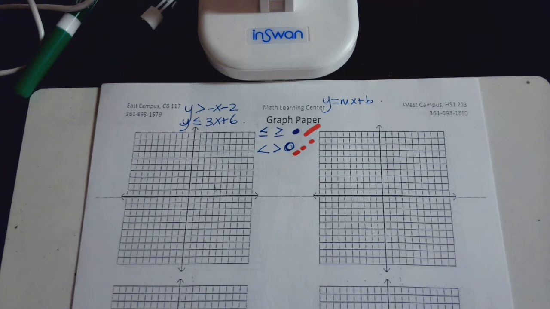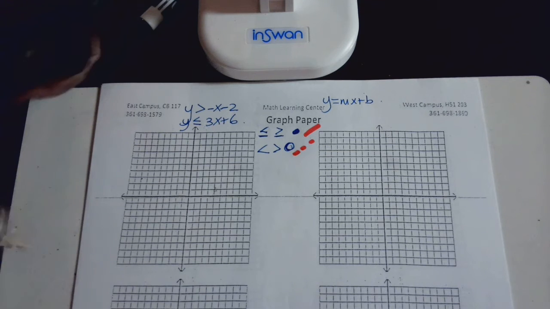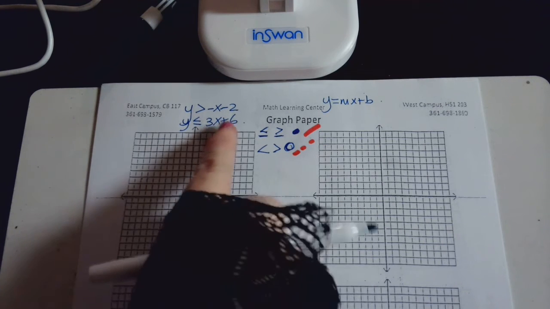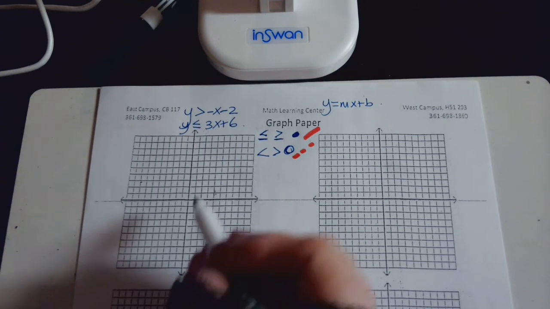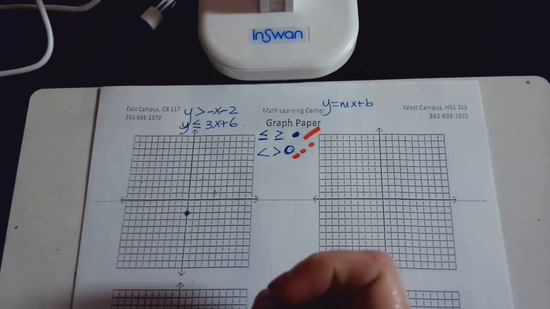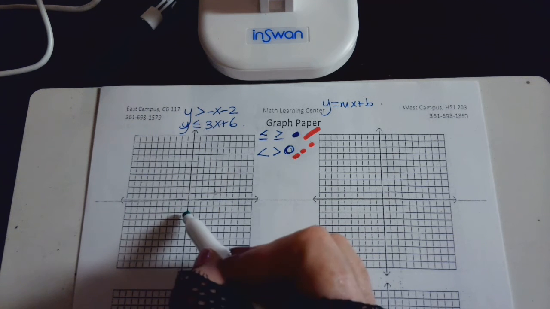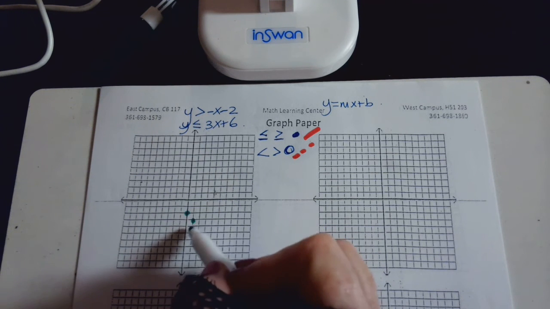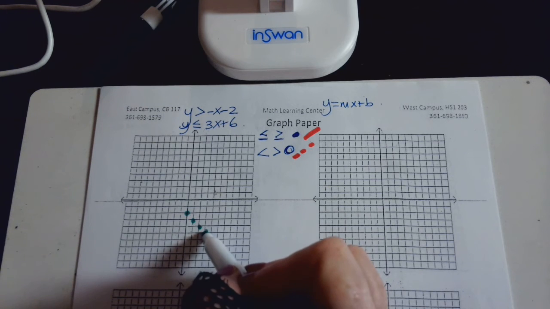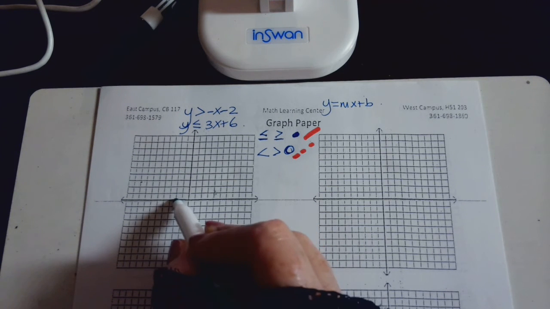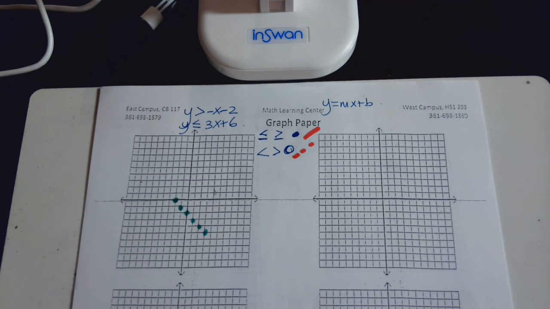So I'm going to use two different colors, green for one and blue for the other. Let's go ahead and do this one. It's already in slope-intercept form, so on this one I start at -2, right here. My slope is -1, so go down 1 and over 1. I'm going to do this a few times. It's real easy to do. A positive by a negative will give me that too, so you can see that the line is going up that way.